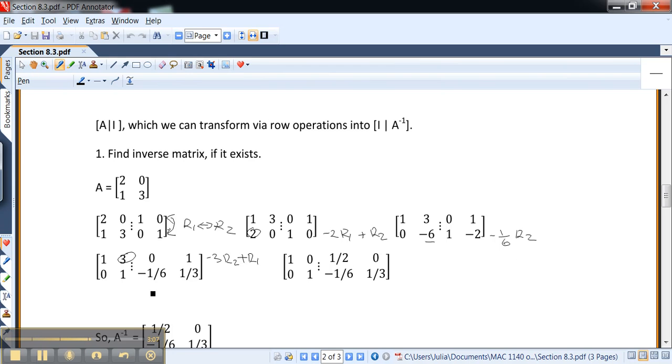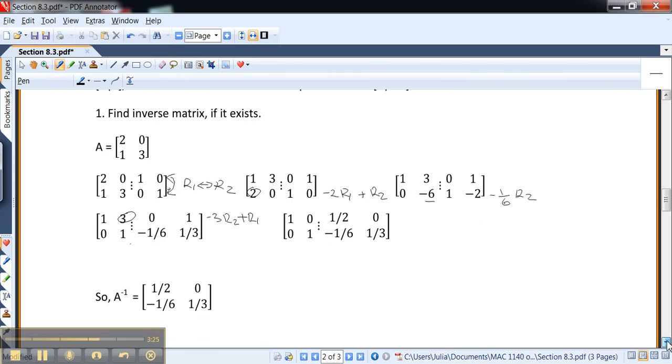And then we can work backwards. We can use row 2 to make this one a 0. And what happens is now we have the identity matrix over here, and what we have here is the inverse matrix. And that's what happens.